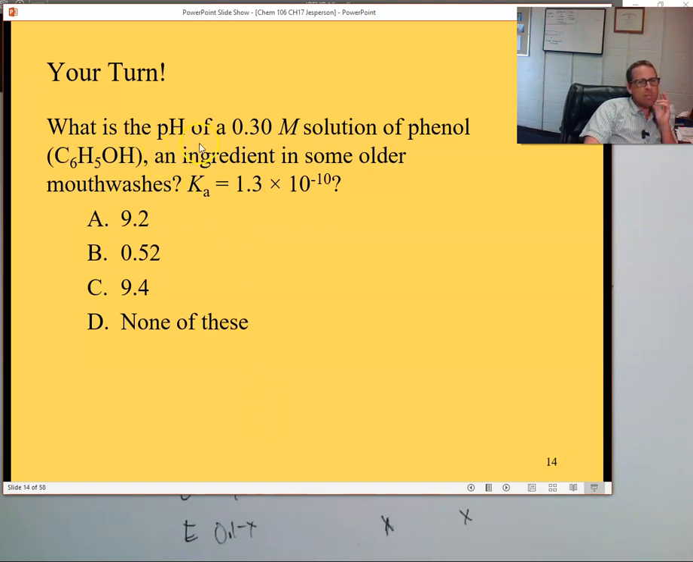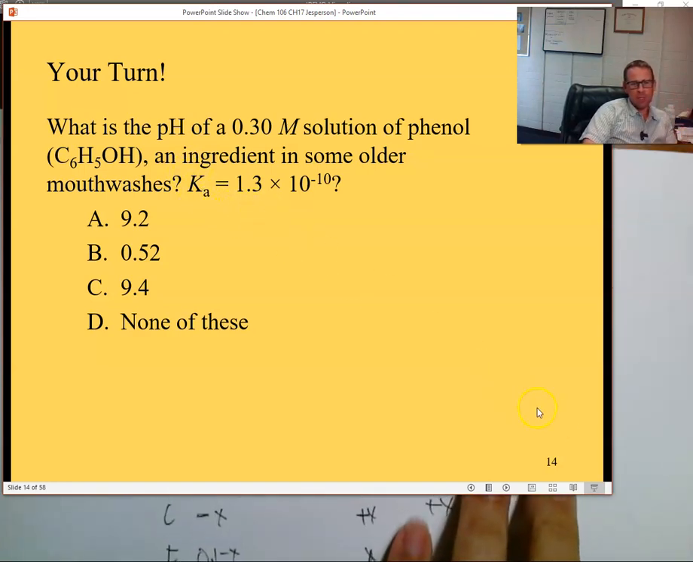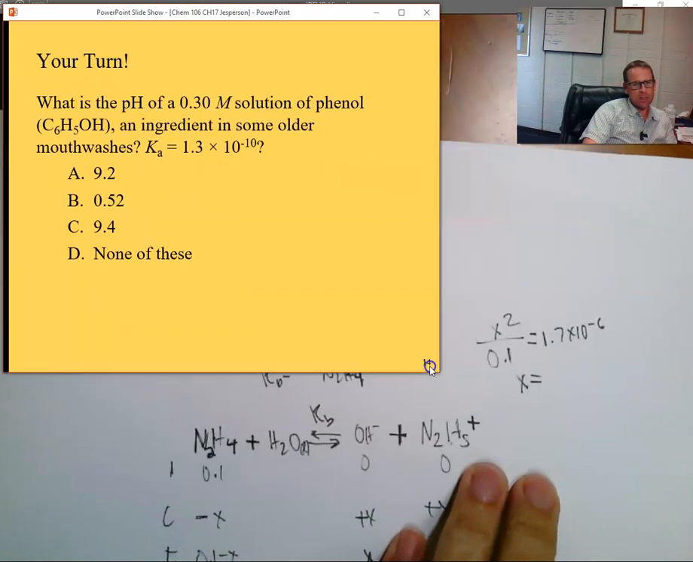Okay. What's the pH of a 0.3 molar solution of phenol, an ingredient in some older mouthwashes? Okay. This one, Sarah. What is the general form of this kind of reaction? What are we seeing here?